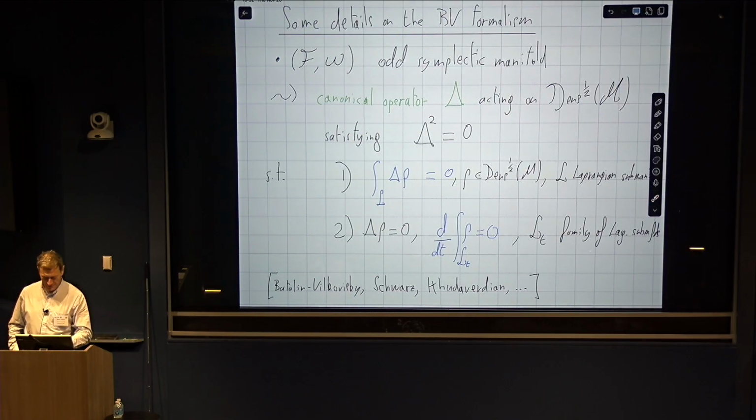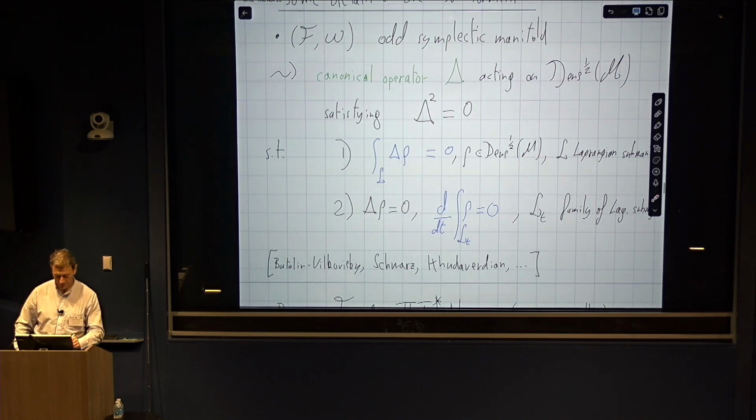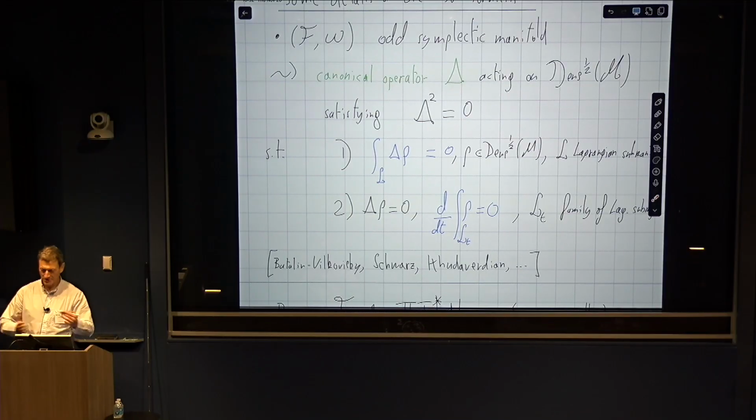But the interesting observation is that there is this canonical operator acting on them, which squares to 0. So it's a coboundary operator. And in addition, this coboundary operator has the following properties. These essentially were proved by Batalin and Vilkovisky in the local setting, where essentially you don't distinguish much between half densities and functions.